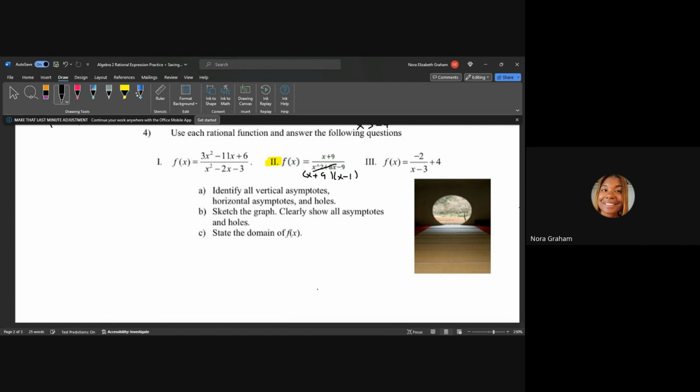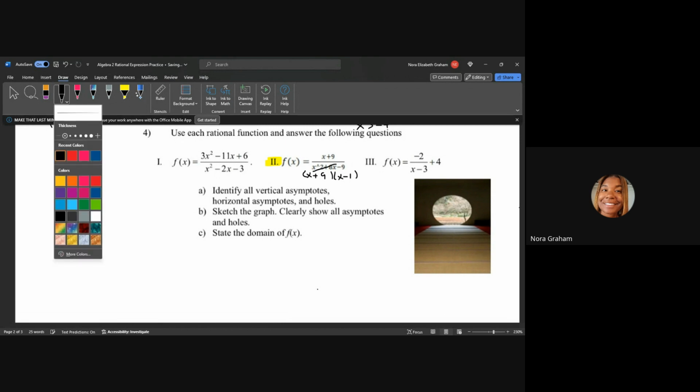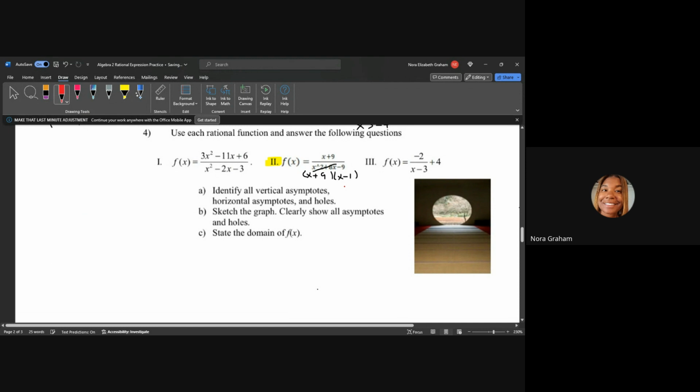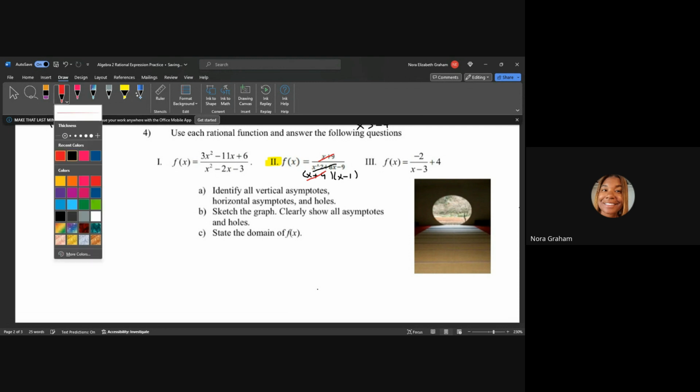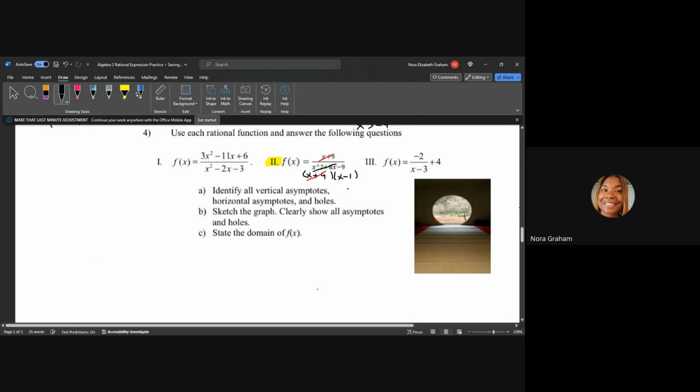Great. All right, so notice now that I can cancel out the x plus 9 and x plus 9. That's going to come up later when we deal with our holes, so it's important to note down what you're canceling out. So then my new function that I'm going to graph is f of x equals 1 over x minus 1.